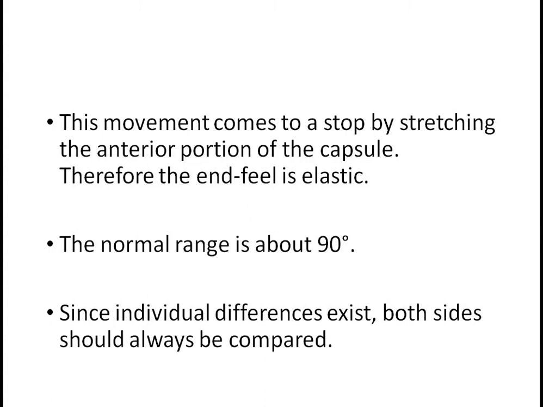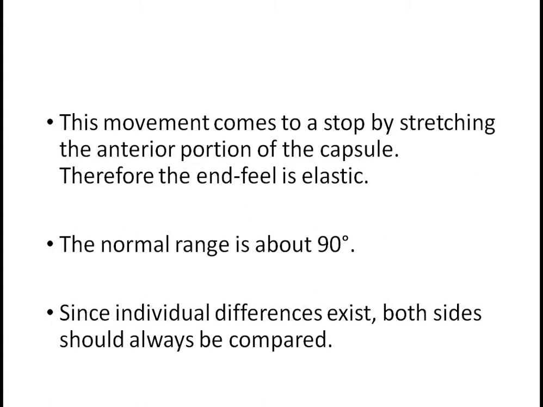The normal range is about 90 degrees. Since individual differences exist, both sides should always be compared. Besides the anterior portion of the joint capsule, other structures such as the subcoracoid bursa, the acromioclavicular joint, and the subscapular tendons are tested as well. The limitation of the movement is mainly found if something is wrong with the scapulohumeral joint itself, and then an even harder end feel is usually present.